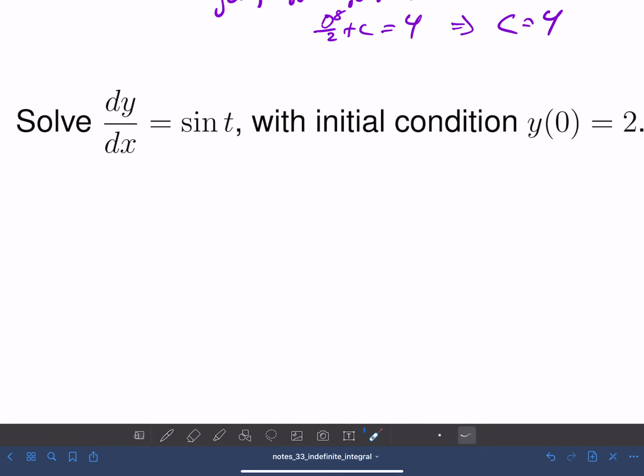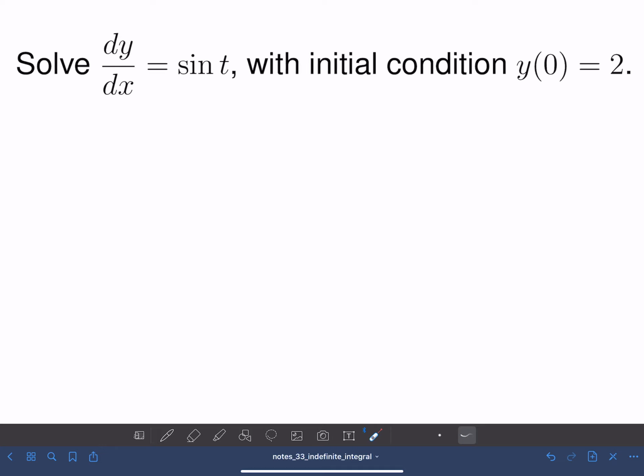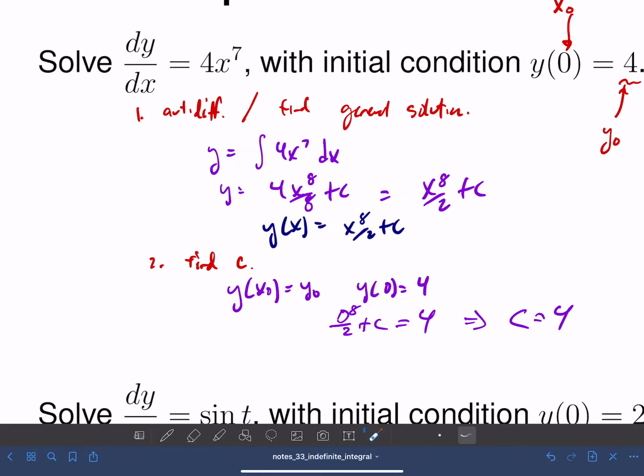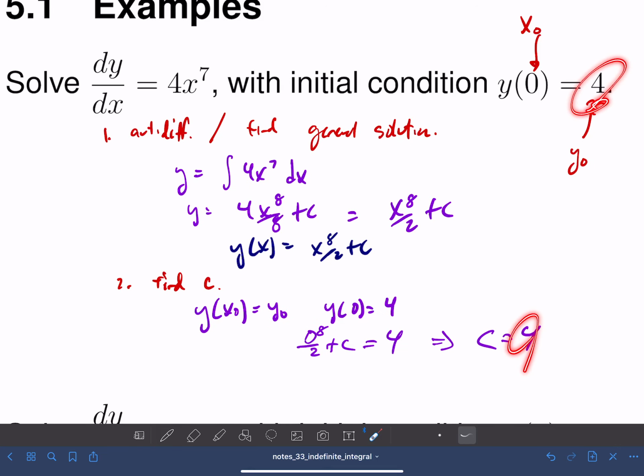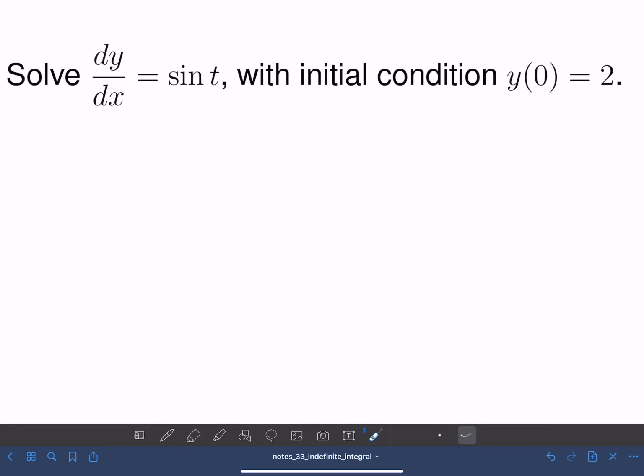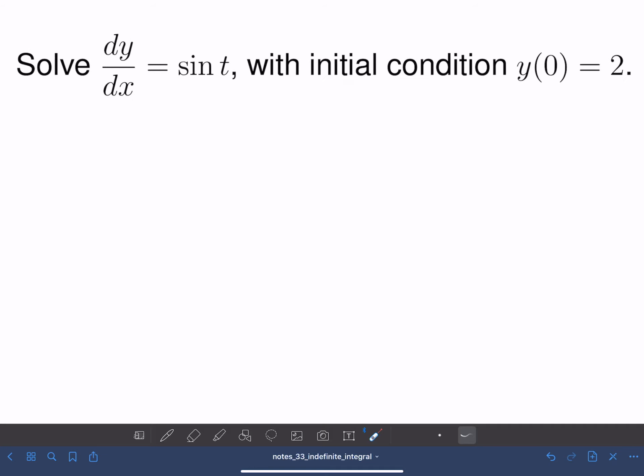Let's do another one. Let's solve dy/dt equals sine of t with an initial condition y of 0 equals 2, which will help illustrate my point about plugging things in and not just assuming that the constant is going to be 2. You might believe that the constant is going to be 2 because in the previous problem the constant that we found was 4, but it's not going to hold this time. So y equals the integral of sine of t dt, come on.